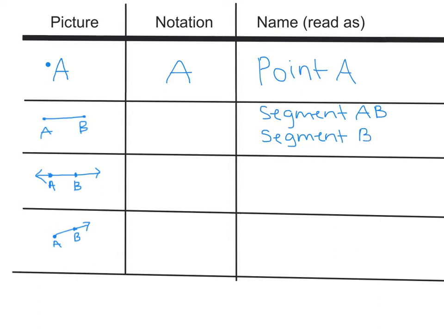So when I read it, typically I go from the left side to the right side, and I will call that segment AB. But if you wanted to call that segment BA, you are more than welcome to.